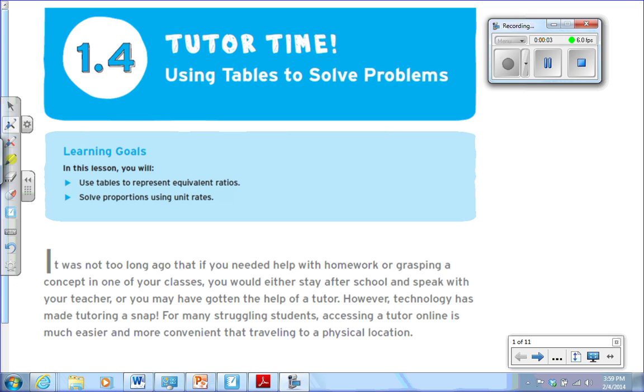This is lesson 1.4. It's called Tutor Time, using tables to solve problems. I will say that a really, really big standard for you guys this year is being able to use tables to solve problems, fill tables in, pull out unit rates from tables, scale up and scale down using tables. So there's a lot of information that you need to know in the basis of using tables and using tables to extract information from those tables.